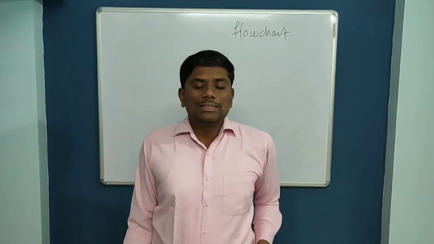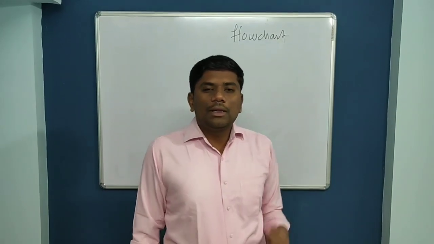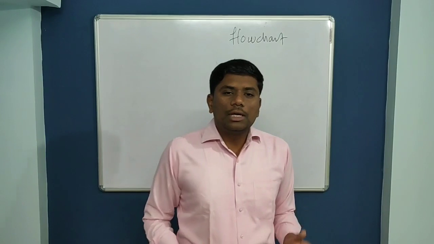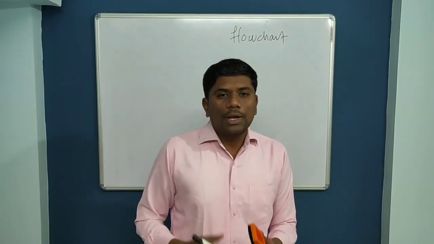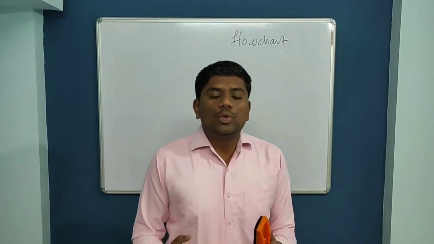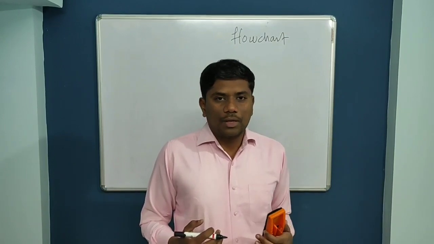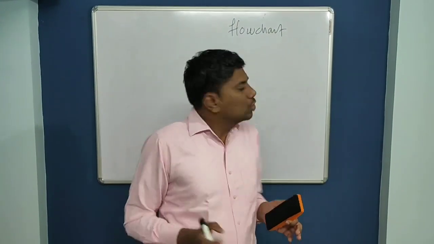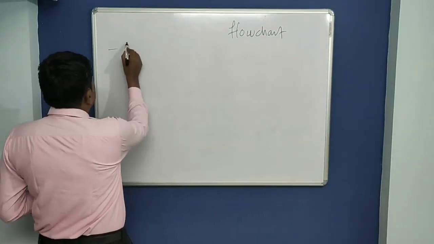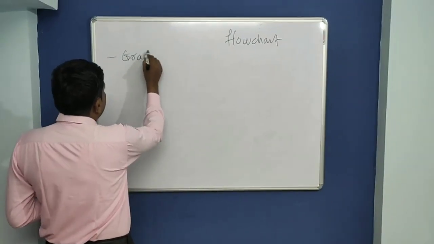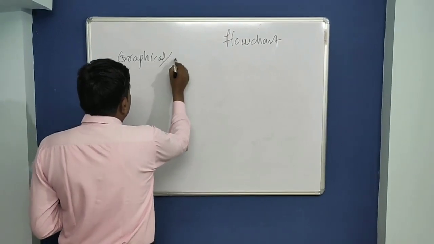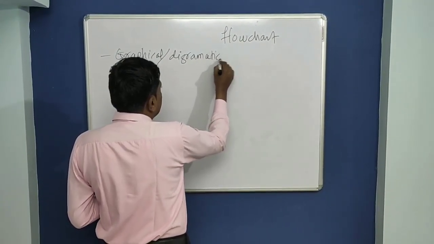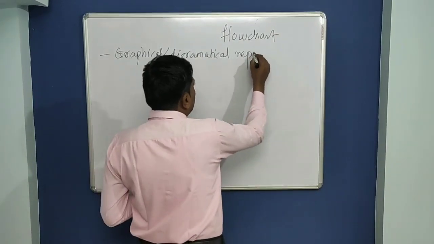A flowchart is nothing but a diagrammatical or graphical representation of an algorithm. A flowchart makes it easy to understand your algorithm. So the flowchart will be in between the algorithm and the program. The definition of a flowchart is that it is a graphical or diagrammatical representation of an algorithm.